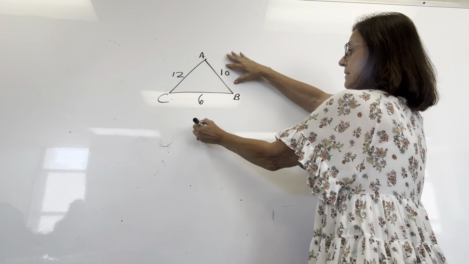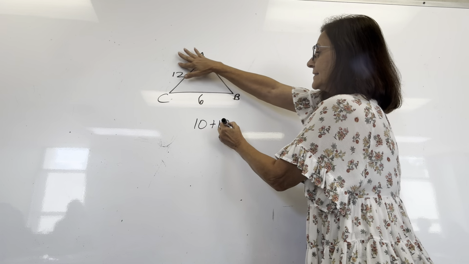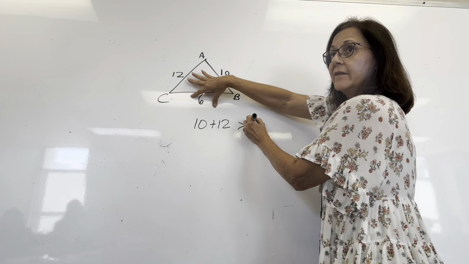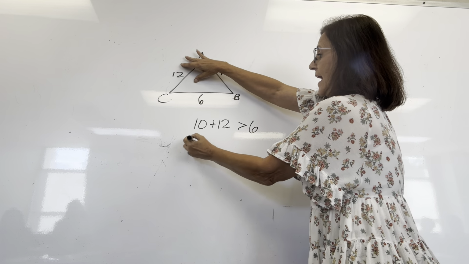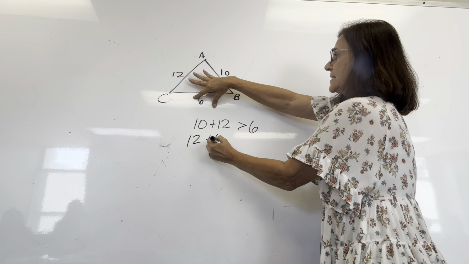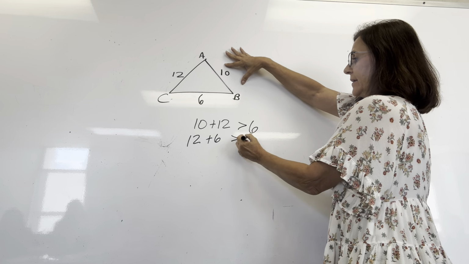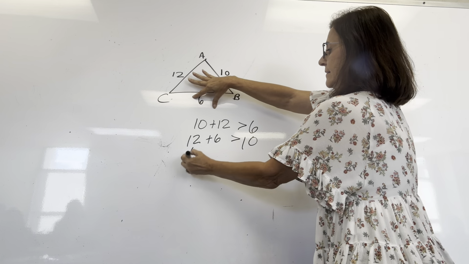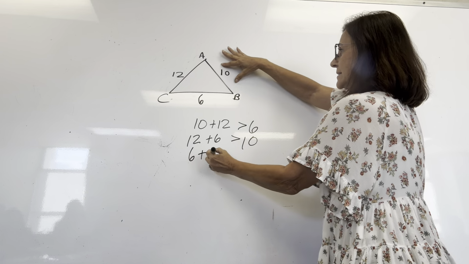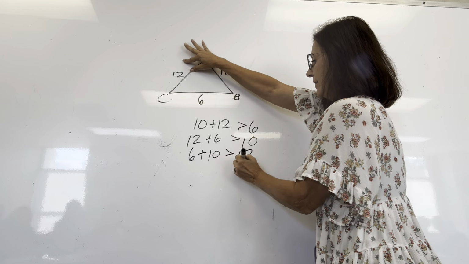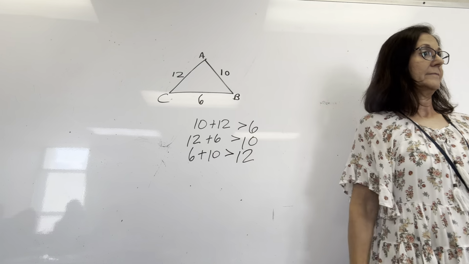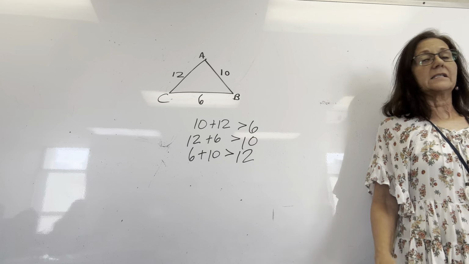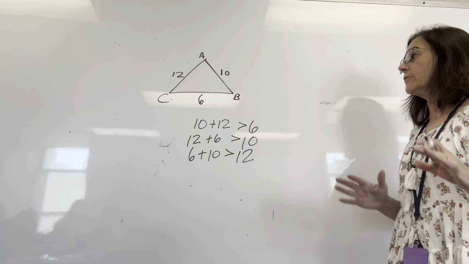So, that side plus that side has to be greater than the third side. That side plus this side has to be greater than the third side. This side plus this side has to be greater than the third side. The sum of any two sides of a triangle has to be greater than the third.